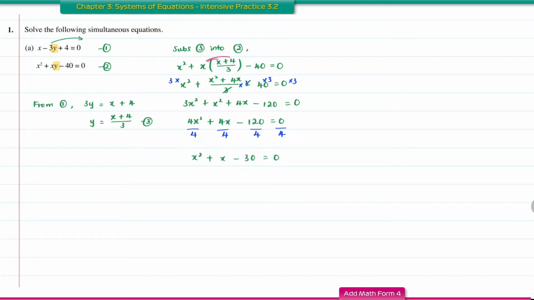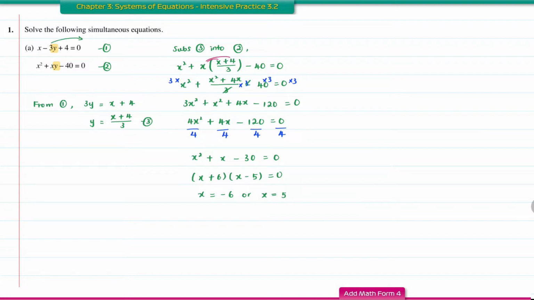And for this quadratic equation, you are able to factorize it completely. You can always check this by using your calculator. So when you do the factorization, the first bracket is x plus 6 and the other bracket is x minus 5. Therefore, x is equal to negative 6 or x is equal to 5.